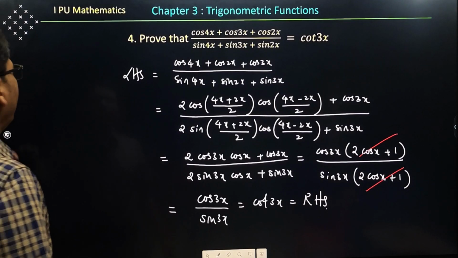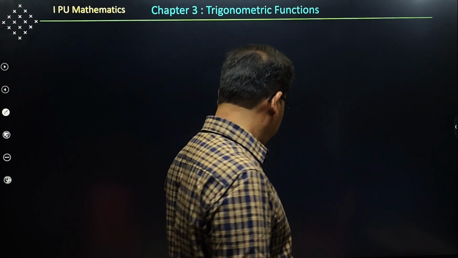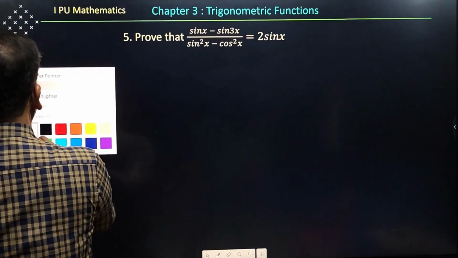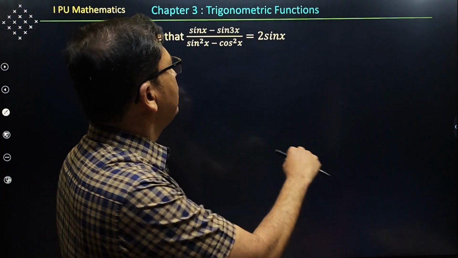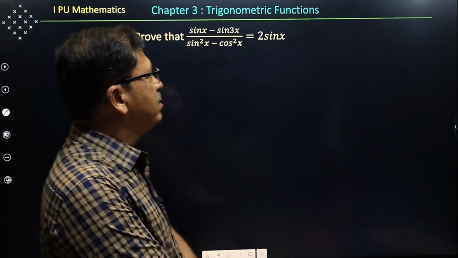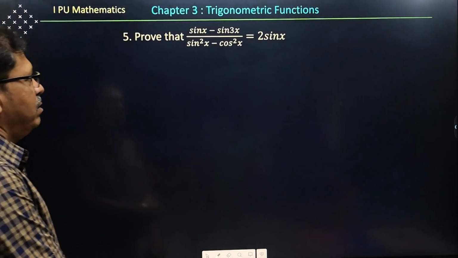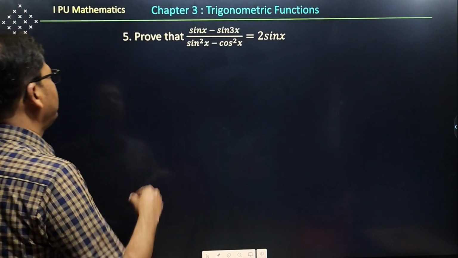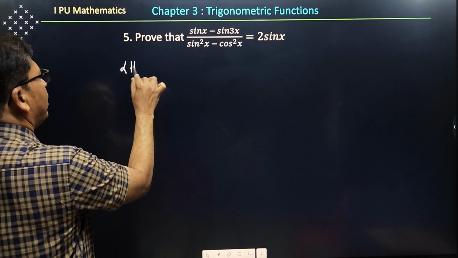Okay. Now let us move to the next example. See what that is: sin x minus sin 3x divided by sin square x minus cos square x. This is the problem here. Let me take the LHS part.